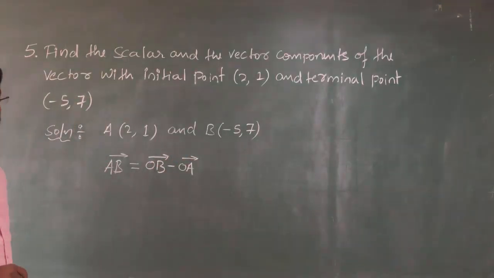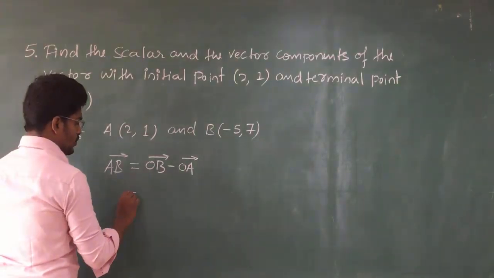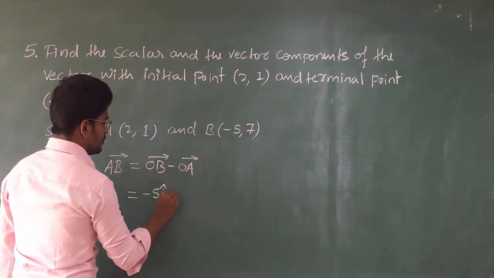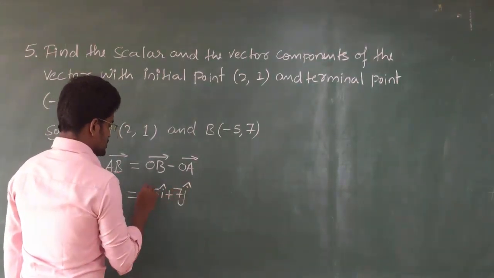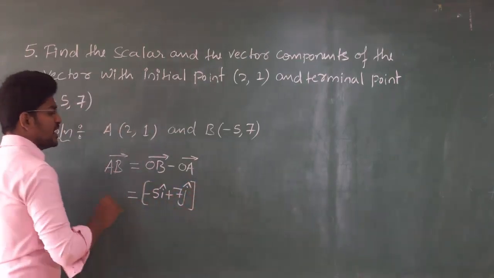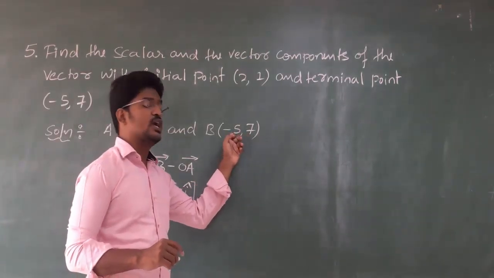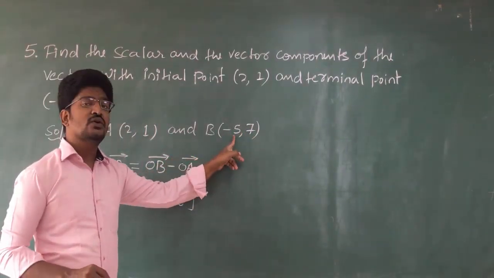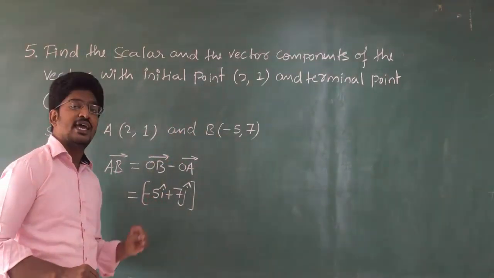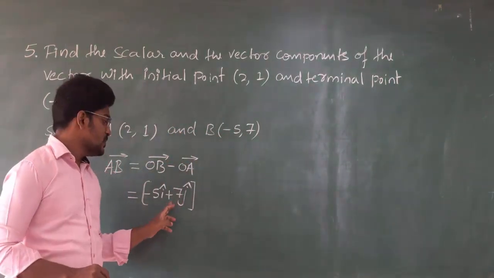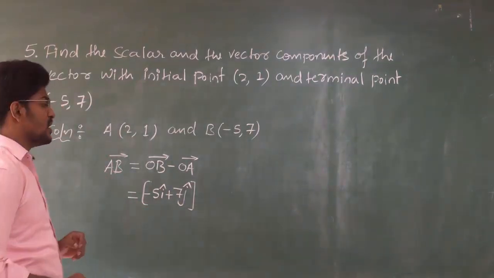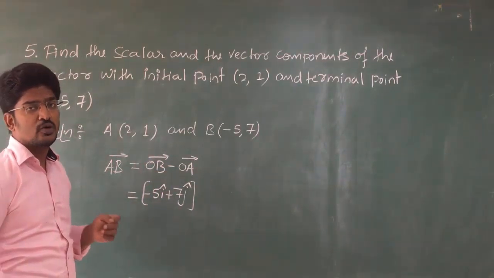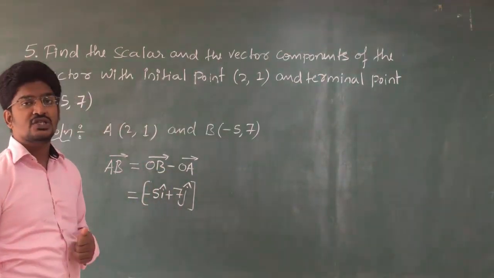Clear? So now what is vector OB? Vector OB is minus 5i cap plus 7j cap. So we get this vector by using these x and y values. Using these values we can write vector OB, where the x value is minus 5, so it will be minus 5i cap, and the y value is 7, so it will be plus 7j cap. Clear? That's how you write your position vectors. Again you can see the definition of position vector. From that it will be very much clear.